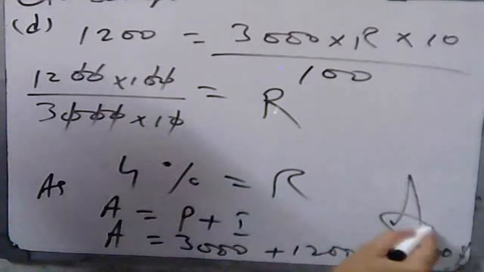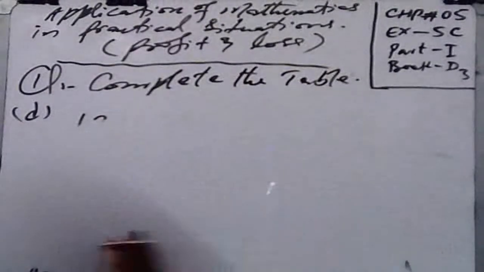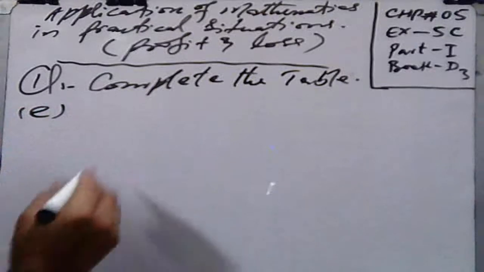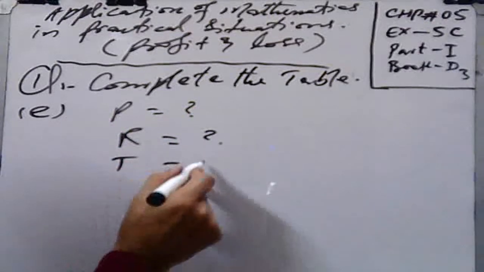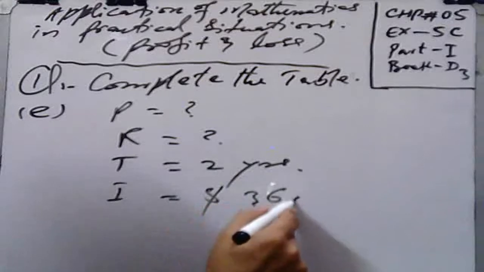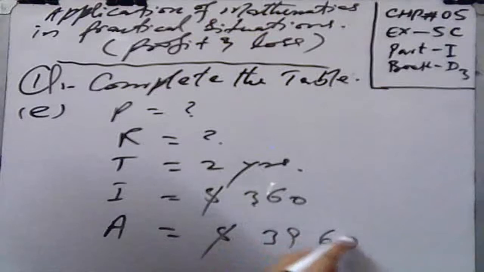Now in the next part, we have to complete the table. It takes too much time to complete the table. That is the E part. The principal amount we have to find, the rate of interest we have to find, time is given as 2 years, the simple interest is given, $360, and the amount is $3960. So how can we find the principal amount?